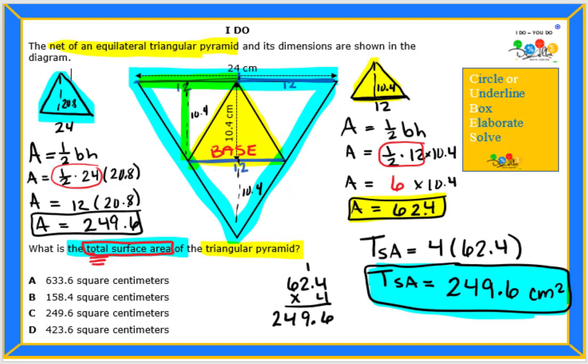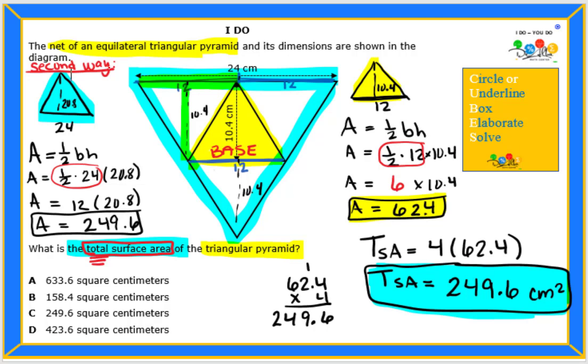And it works because, like I said, the four smaller triangles, the base and the three lateral faces, are together just making this one large triangle. And so we could just find the area of that large triangle and we would get the same answer. So this is just another way. So I'm going to write here, this was the second way we could find the total surface area.